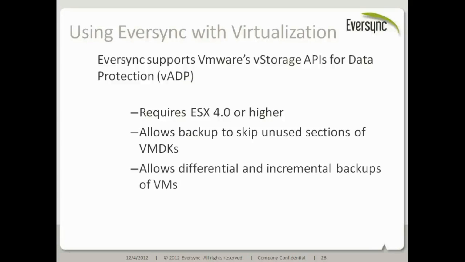So as I mentioned, there's the change block tracking, which is a feature accessed through VMware's vStorage API for data protection, or VADP. This is only available if you have ESX version 4.0 or higher. But that allows you to skip parts of the disk that have never been used, or if you're doing an incremental or differential backup, allows you to skip portions of the disk that haven't changed since the last full or the last backup, depending on if you're differential or incremental.